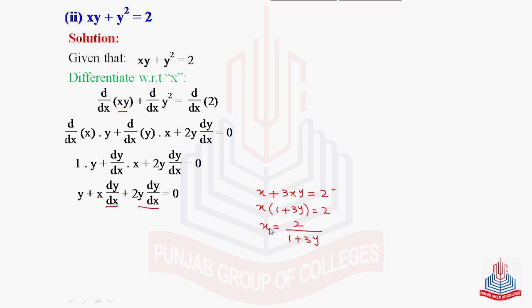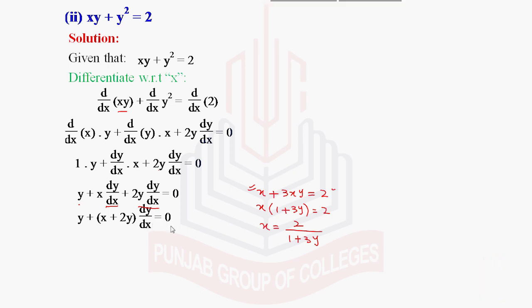So again, using the same technique here, first we shift this y towards the right hand side, that will become minus y, and then taking dy by dx common from these two terms, so finally we will calculate dy by dx using the same procedure, that is y plus x plus 2y, by taking common this dy by dx, that is equal to the right hand side which is 0.